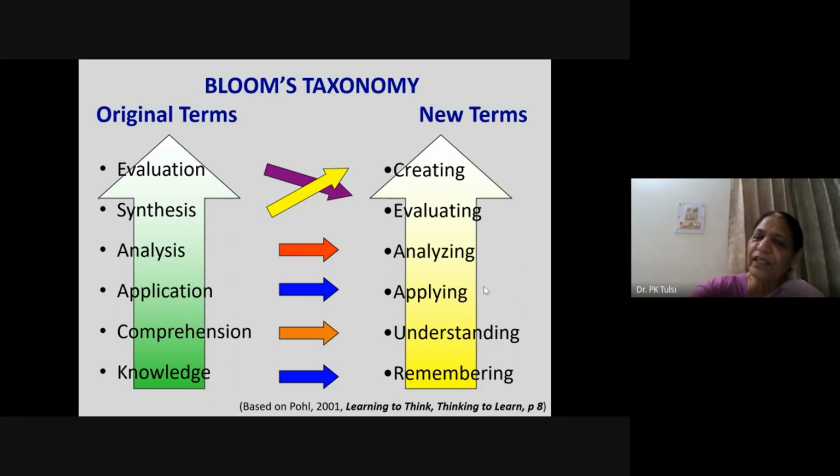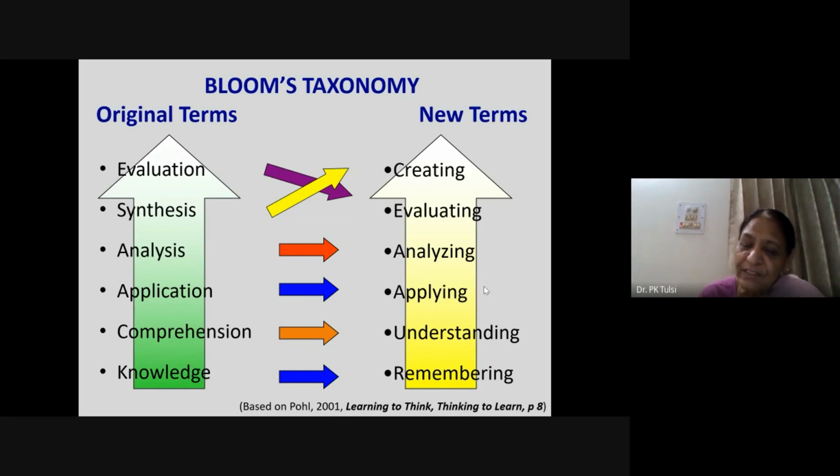But look at the new terminology which is given by Anderson and Krathwohl, the students of Bloom. They have replaced the noun with a verb. They are talking in terms of the cognitive processes which are used by the learner to acquire that kind of knowledge. So the lowest level of learning is remembering. The next higher level is understanding. Then comes applying, analyzing, evaluating, and creating. Let me go into a little more detail.